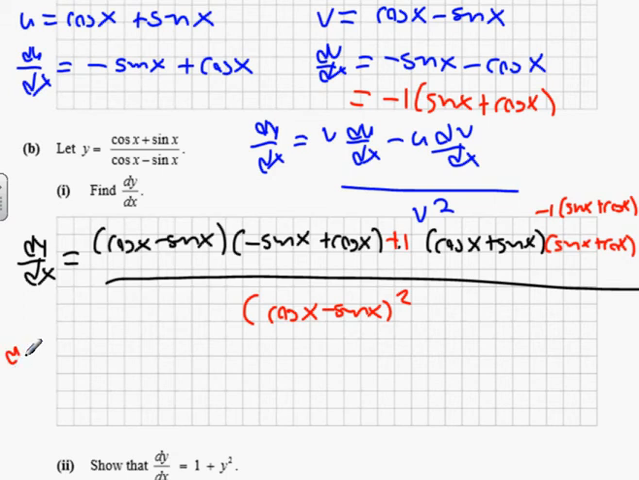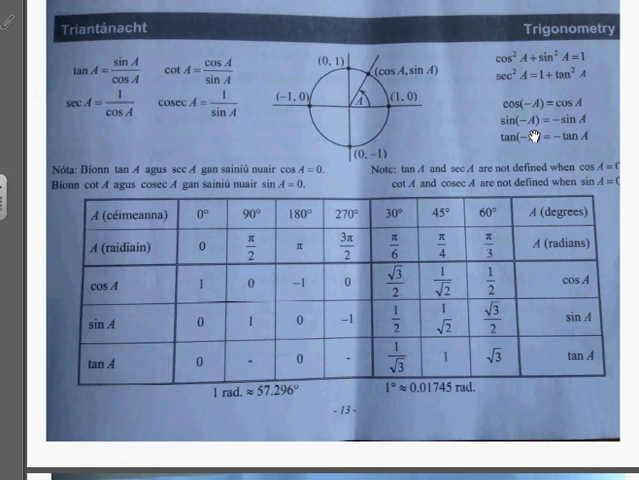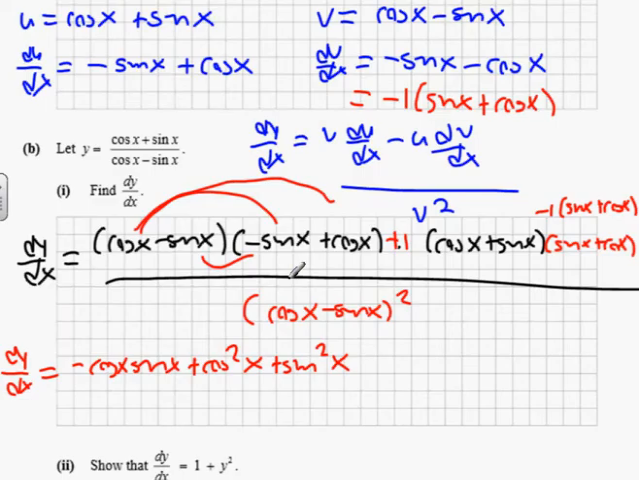Now, dy/dx therefore equals, we're going to have to multiply this out. We're going to get minus cos x sine x. Then we're going to have plus cos squared x. We're going to have plus sine squared x. Now, sine squared x plus cos squared x. Go to page 13 of your notes, and you can see here cos squared a plus sine squared a equals 1. Okay, so we can change that into a 1. Works for any angle. Okay, so plus 1.